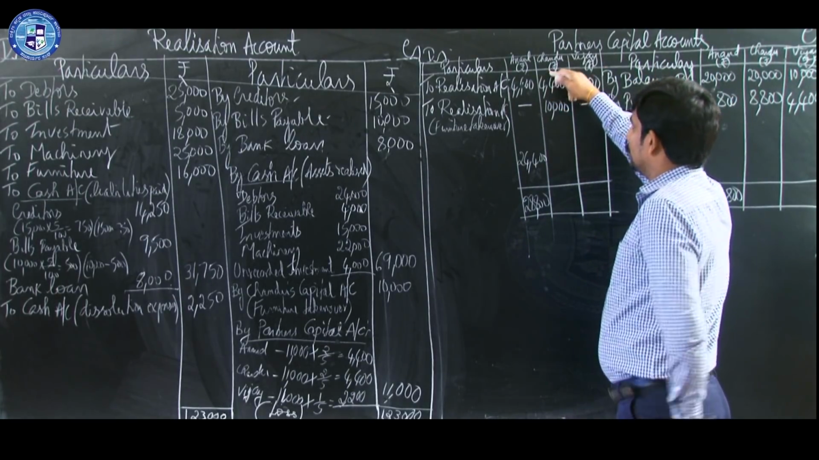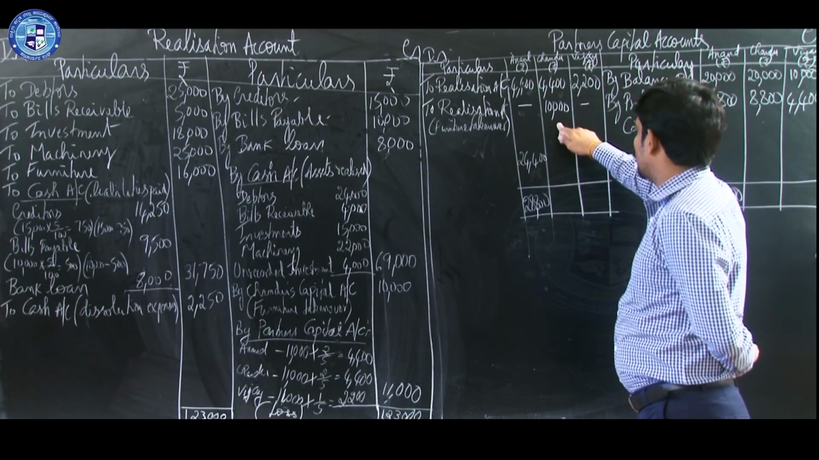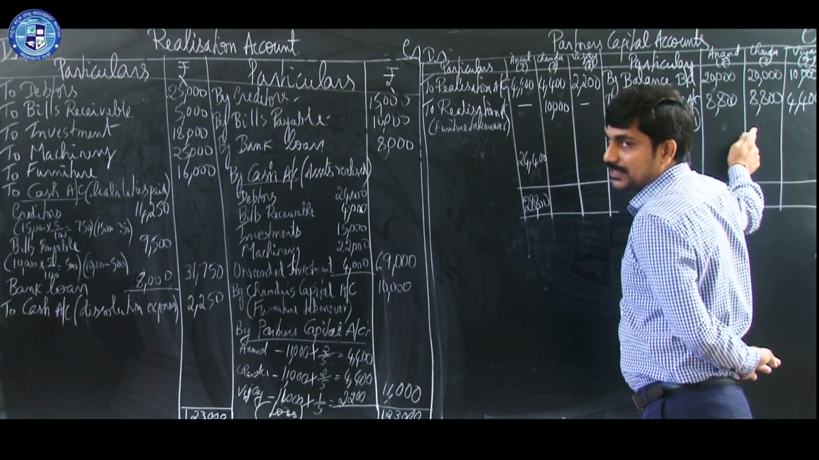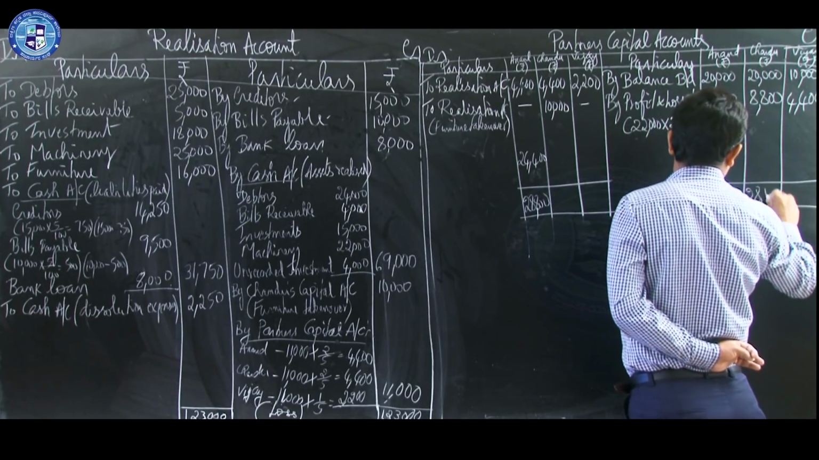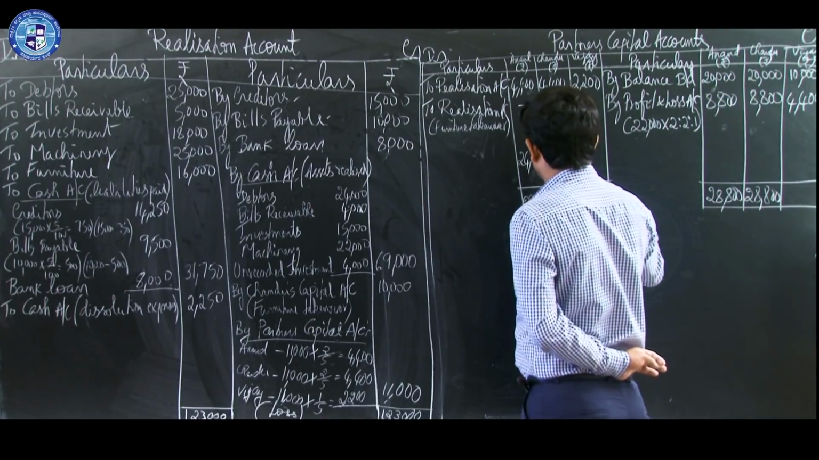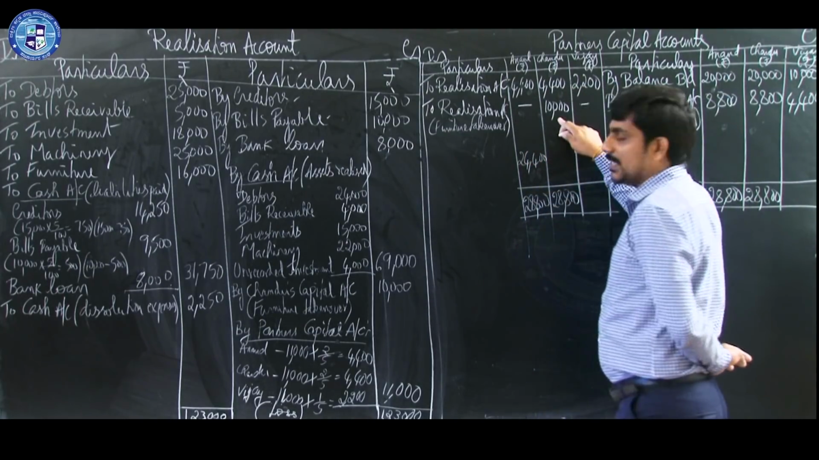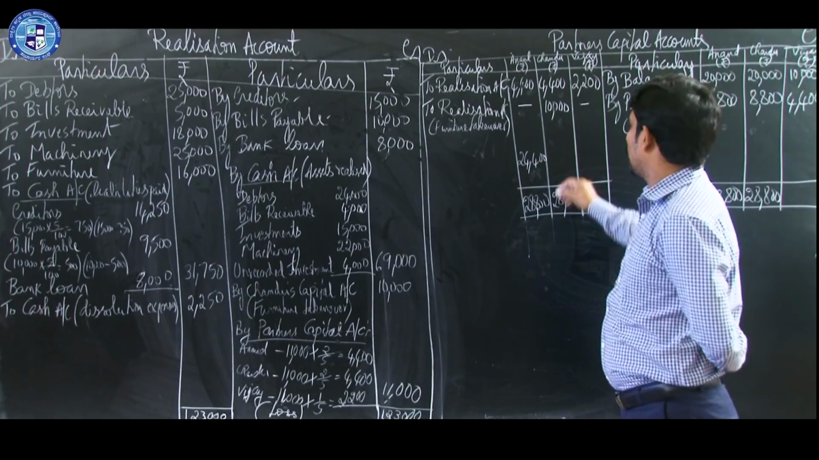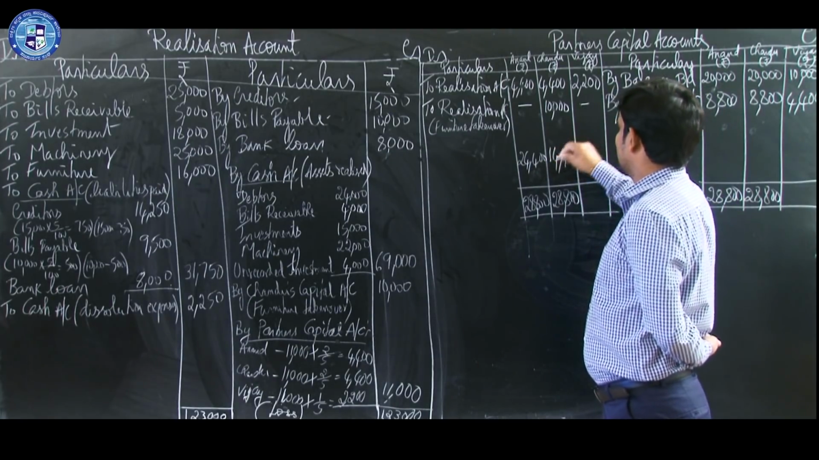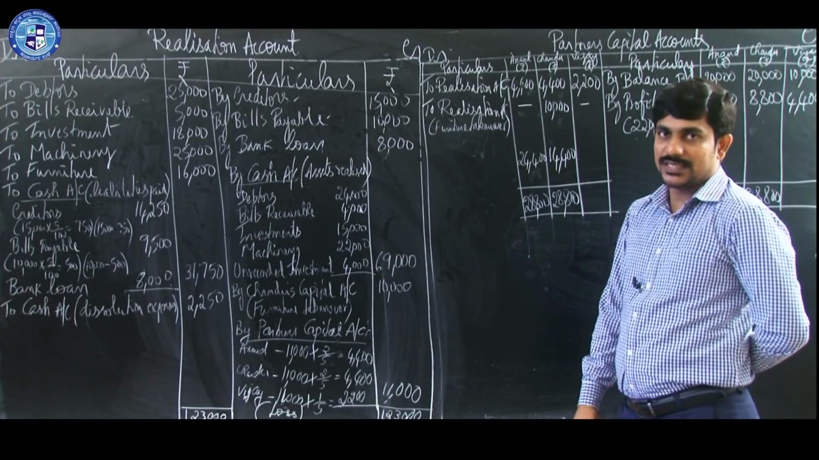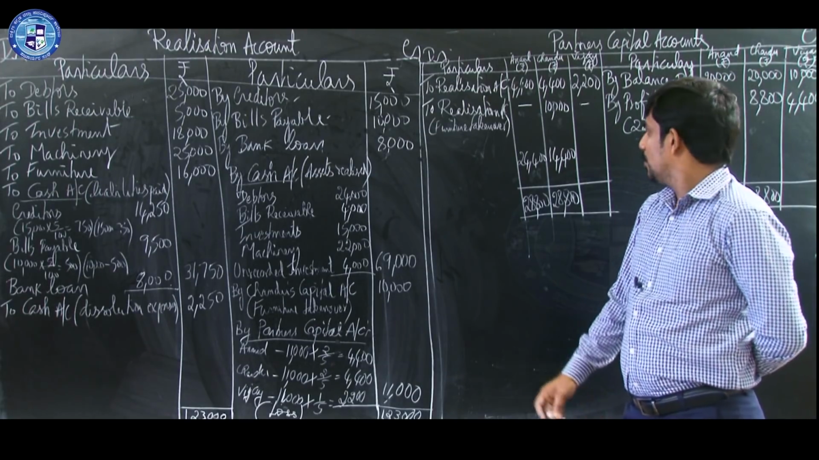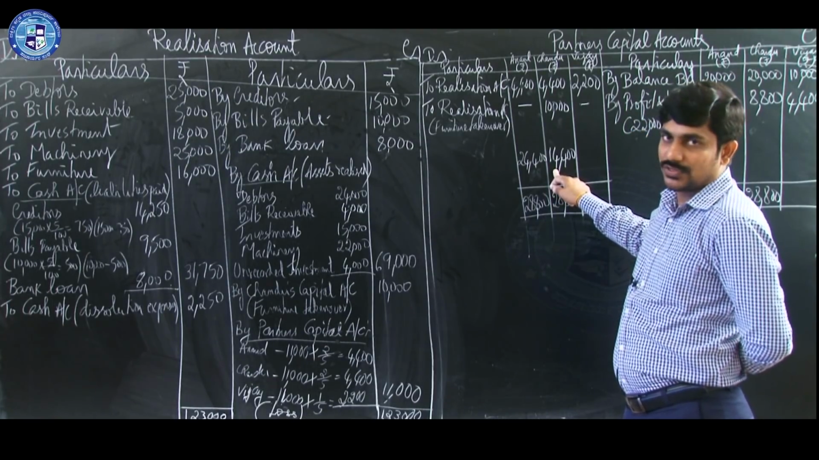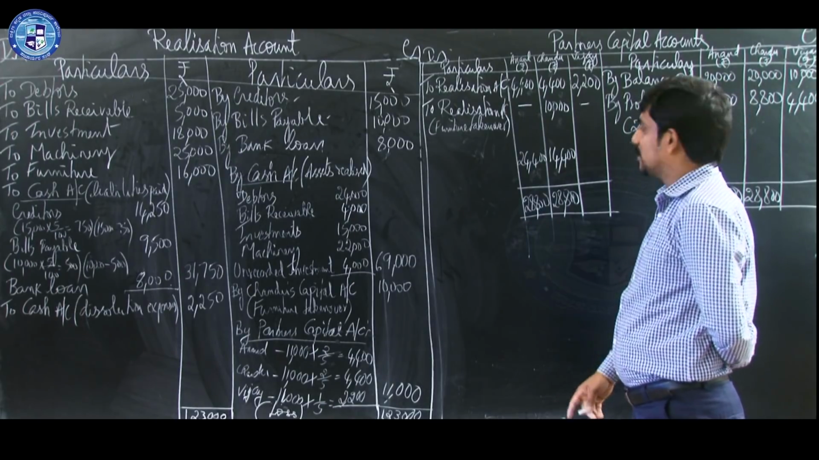Then take the second partner, Chandu. Here 4,400 plus 10,000 is 14,400. Here 20 plus 8 is 28,800. So which side is more? Credit side is more. 28,800, the same total, right, under credit side 28,800. Minus 10,000, minus 4,400. So how much is the balance? 14,400. Again, Chandu's account also shows a credit balance, meaning the credit side is more than the debit side. So it is a surplus balance, meaning Chandu also has to receive money from the firm. How much? 14,400.